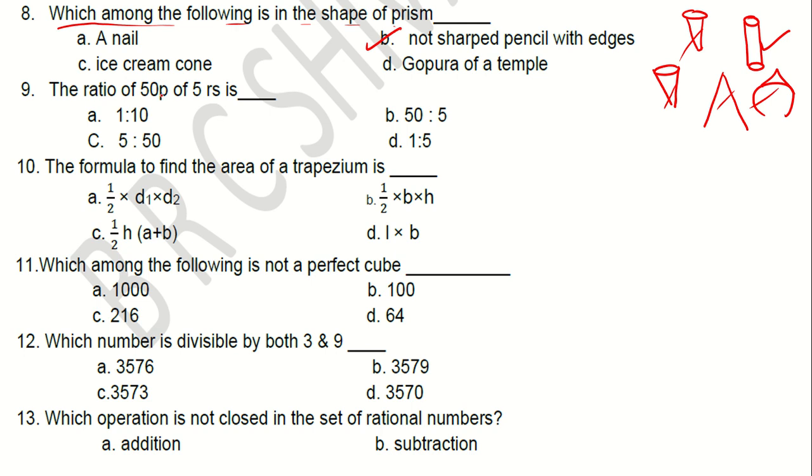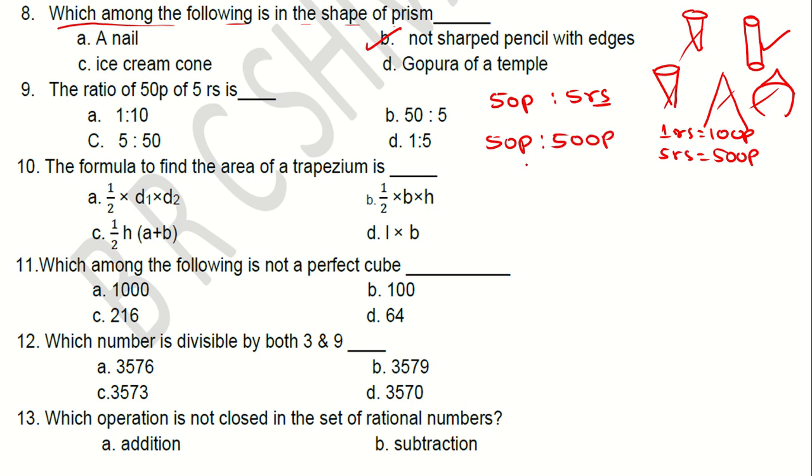The ratio of 50 paise to 5 rupees. Here, for writing the ratio we have to take only the same denomination. Here it is 50 paise and then 5 rupees. We can't write the ratio like this, so we have to convert one into the same unit. We convert rupees into paise. 1 rupee is equal to 100 paise, therefore 5 rupees is equal to 500 paise. So now we write 5 rupees as 500 paise.